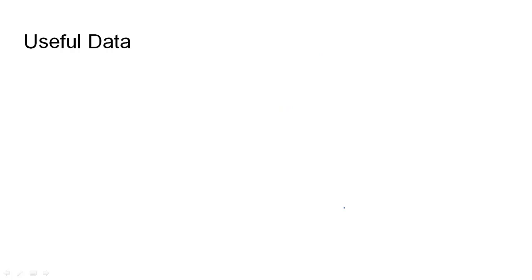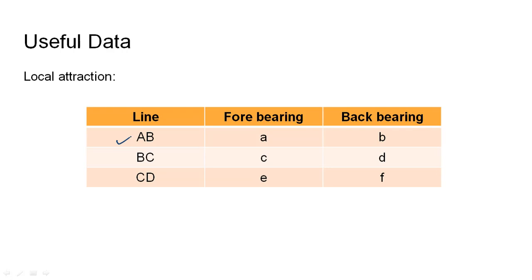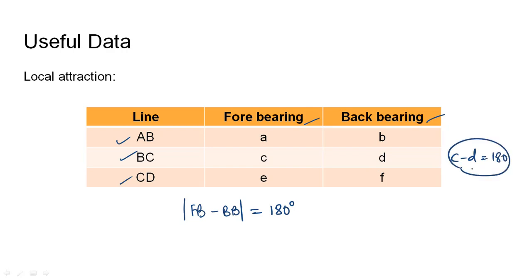Coming to the useful data, if we need to find and analyze local attraction, we will be given a table with certain lines and their forebearings and back bearings. So what we need to do is search for a line whose forebearing minus back bearing is exactly 180 degrees. So let us say in this case C minus D turns out to be 180 degrees. It means that for line BC there is no local attraction, it is error free. So C and D are correct values. So at both the stations B and C there won't be any error.